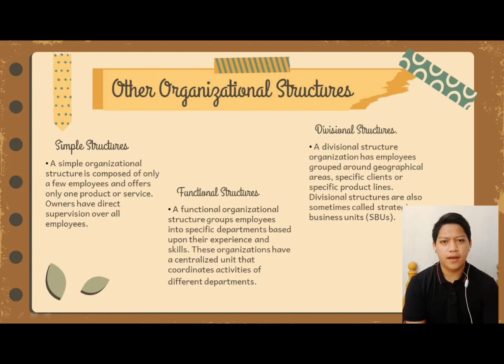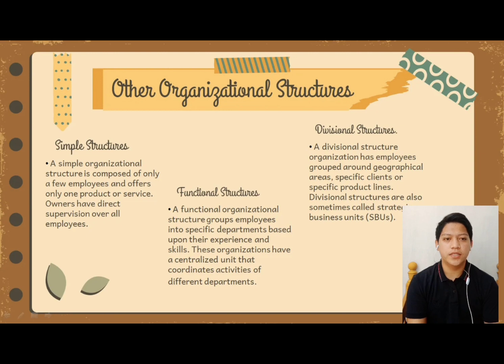And now the other organizational structures. Other common forms of organizational structures include simple structures, functional structures, and divisional structures. Now let's have the simple organization structure. A simple organizational structure is composed of only a few employees and offers only one product or service. Owners have direct supervision over all employees.